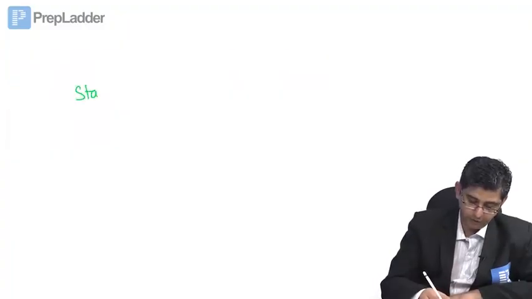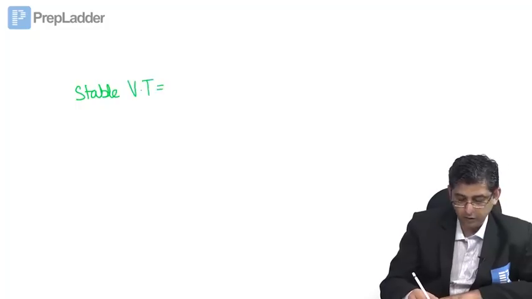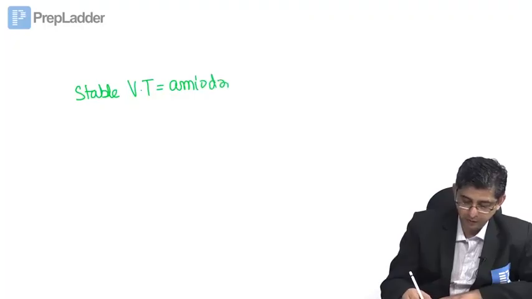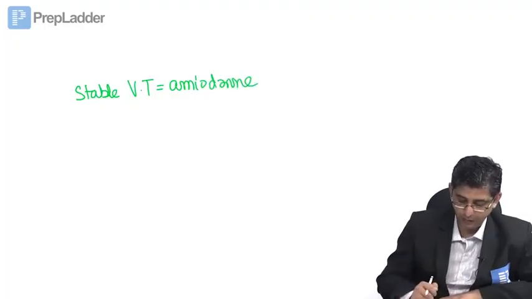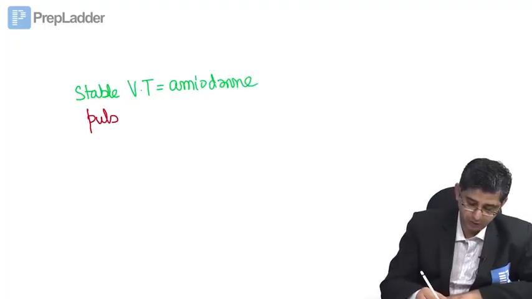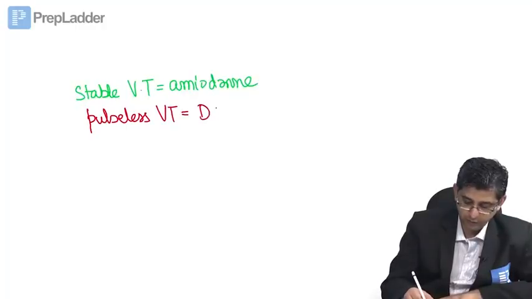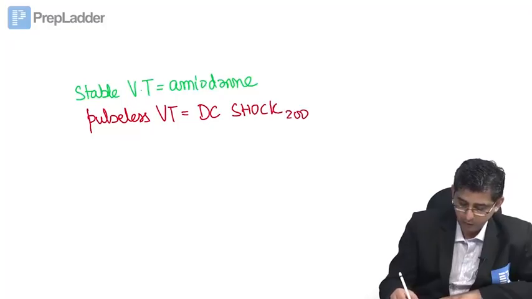Remember that if the question is asked as the patient is having stable ventricular tachycardia and what is the drug of choice, then the answer for management of this patient is intravenous amiodarone. But if the question is asked as what is the management of a pulseless VT, then you will straight away have to answer cardioversion. You will deliver DC shock to the patient. That would be 200 joules biphasic.